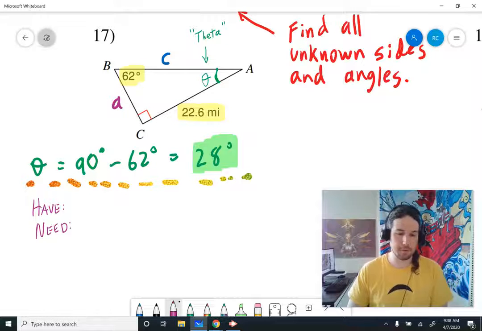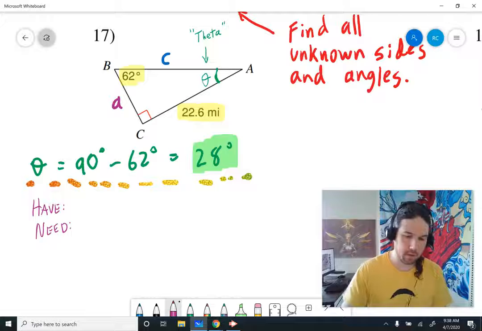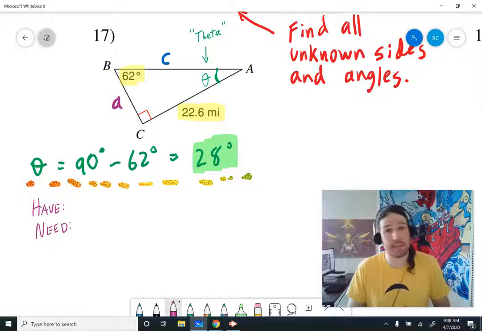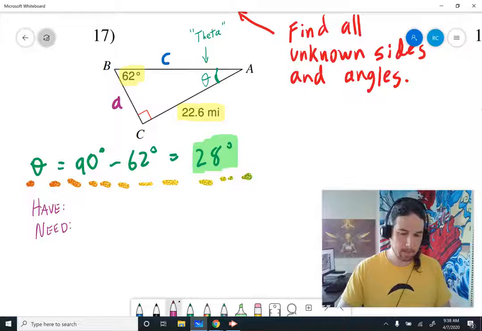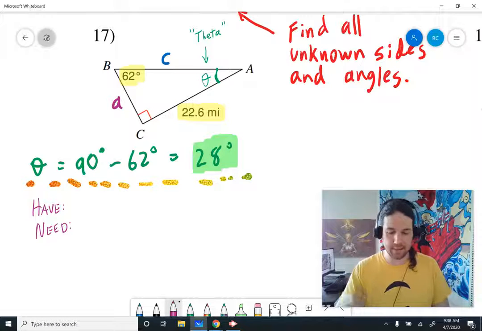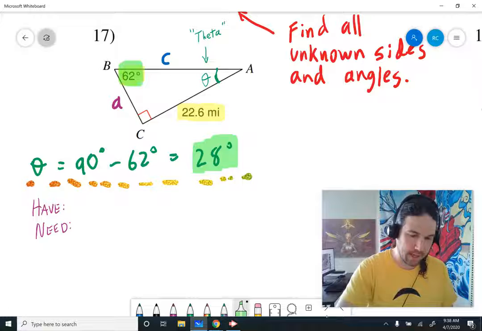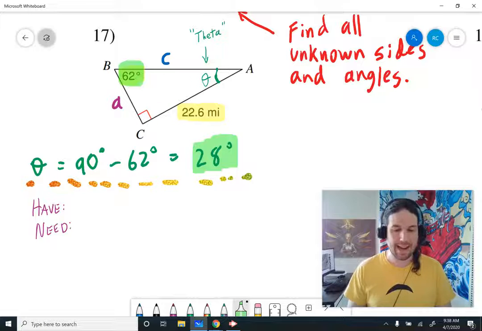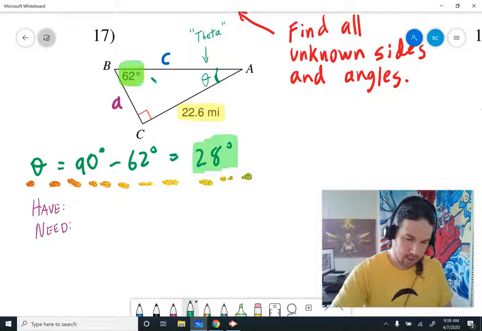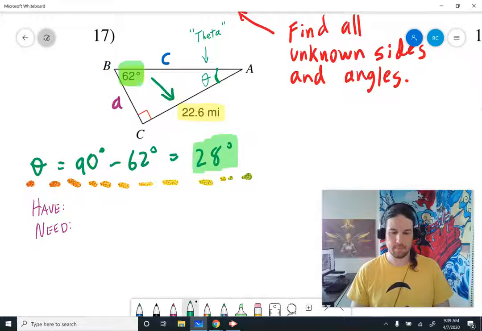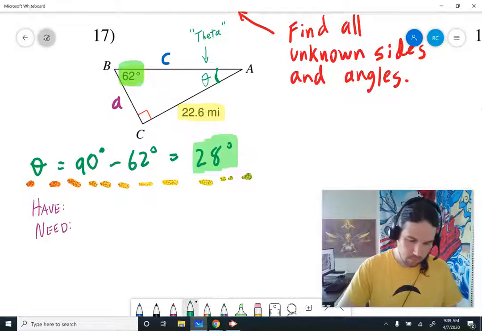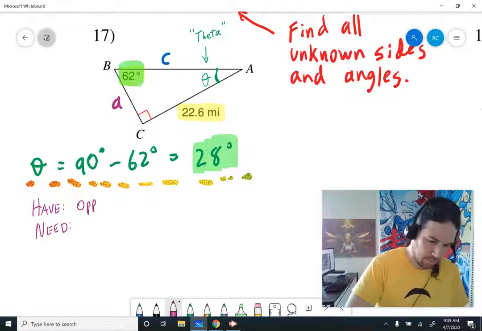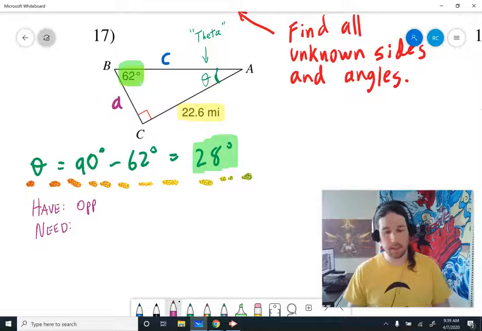Well, I'm going to continue working with this 62-degree angle. Even though I now know the other angle is 28 degrees, I could use that in my proportions if I wanted to. But if I'm looking at this 62-degree angle right there, then what I have is the opposite leg. Right? What I have is the opposite leg. Opposite.